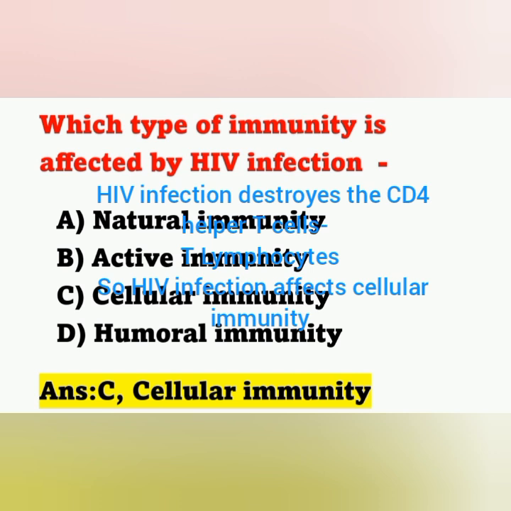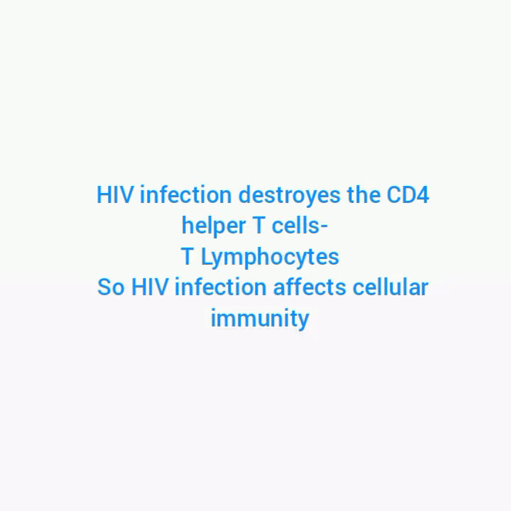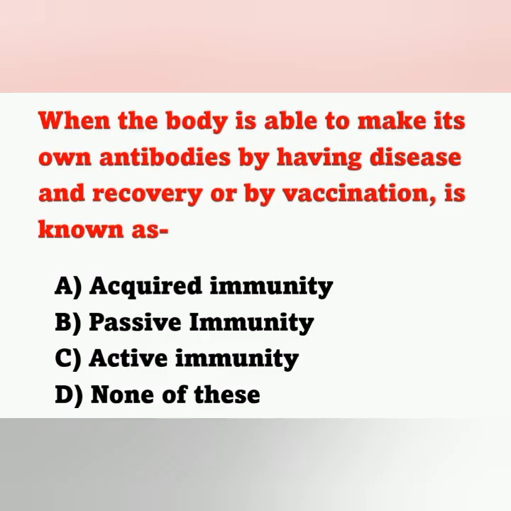Here in HIV infection, it destroys CD4 helper T cells. Okay, they are T lymphocytes. T lymphocytes are produced by the thymus and they are involved in the formation of cellular or cell mediated immunity. So HIV infection affects cellular immunity. Move on to the next question.